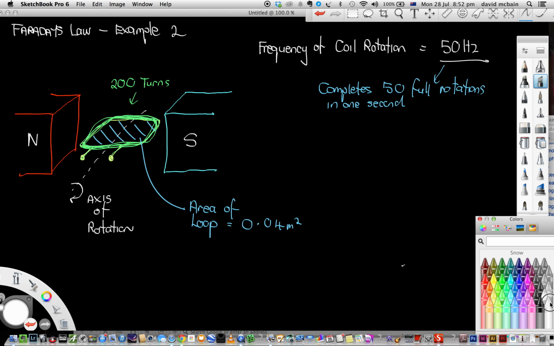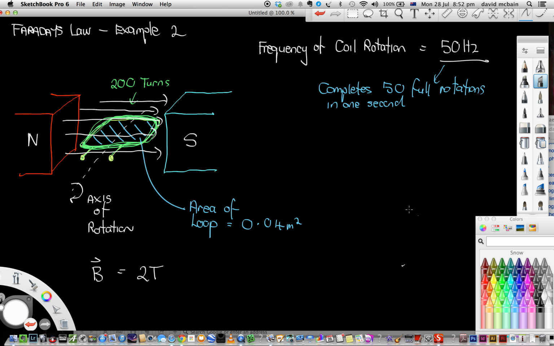The magnetic field strength, we'll make that 2 Tesla this time. So there's our magnetic field lines. Magnetic field strength is 2 Tesla.